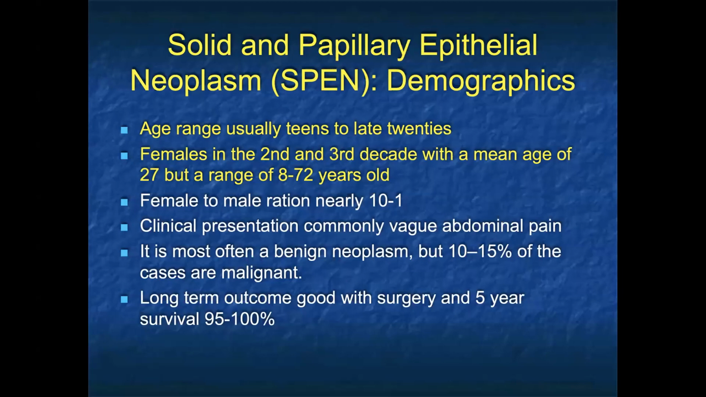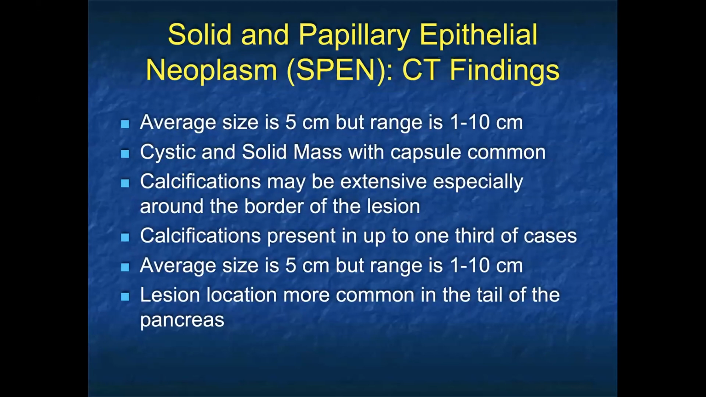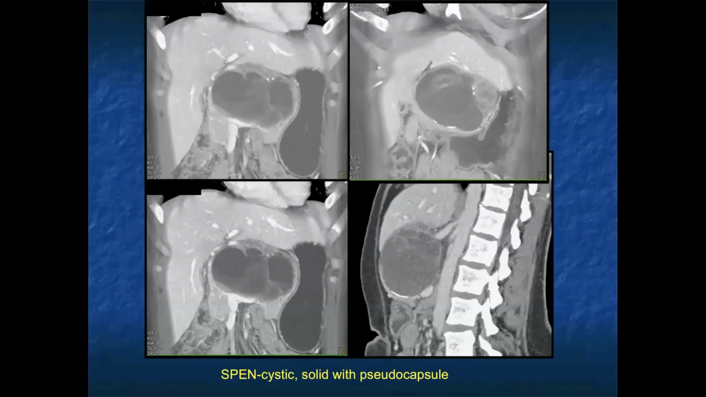The patient's 19, I'm saying a SPEN tumor is the answer. The good news is SPENs are easy to find. They're large, they're cystic and solid, up to 1/3 calcify, more common in the distal portion of the pancreas. One thing about SPEN tumors, you resect them, 90% cure rate.